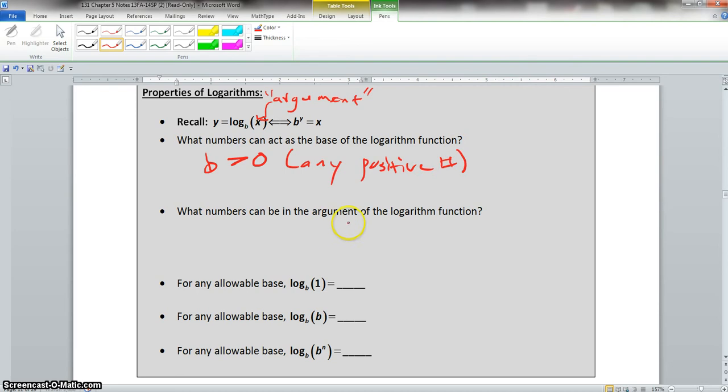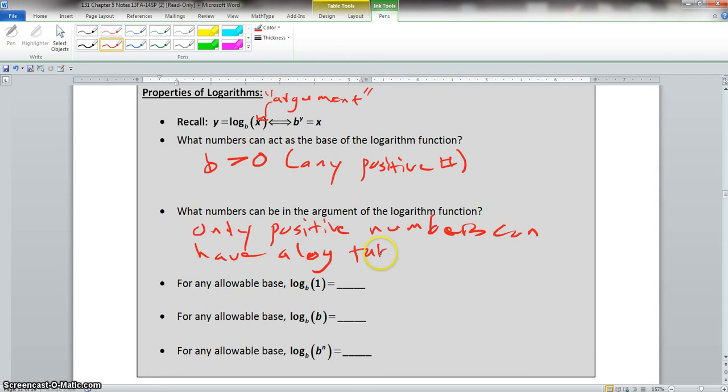It says what numbers can be in the argument of the logarithm function? Only positive numbers can have a log taken of them.